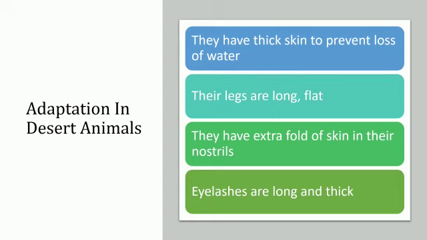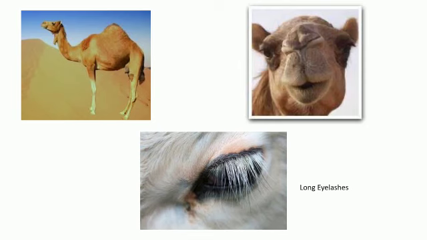They have cushioned or padded soles. Their legs are long. The nostrils are protected by folds of skin. Their eyelashes are long and thick. Rats, snakes, lizards and spiders in deserts live in burrows during daytime and are active at night.